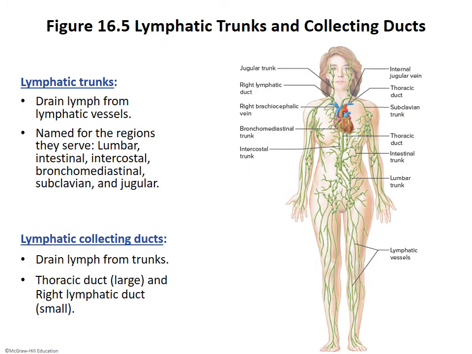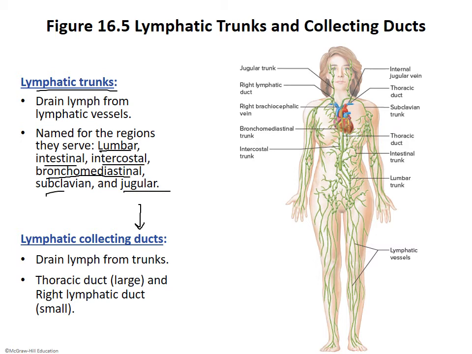Now, this is the one that we're going to look at, the one down here. Now, just to talk about the lymphatic trunks up here, as these vessels are merging together, they get into what are called trunks, and they're basically named for the region. And you should be able to tell me most of these. You should know where the lumbar region is, the intestinal region, the intercostal region, the bronchiomediastinal region, the subclavian region, and the jugular region. You should be able to tell me where these are.